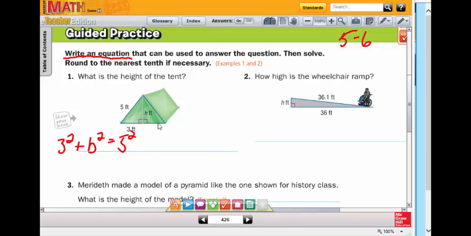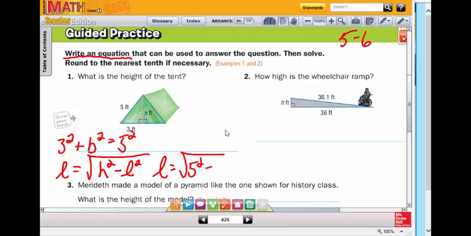Or if you'd like to, because we are looking for a leg, you could say that the leg equals the square root of the hypotenuse squared minus that other leg squared. Or in other words, you could put that the leg equals the square root of 5 squared minus 3 squared. That would be perfectly acceptable. This is a quicker, easier way to our solution. So we're going to have 25 minus 9, which would be 16, and the square root of 16 is 4, so we have 4 feet.